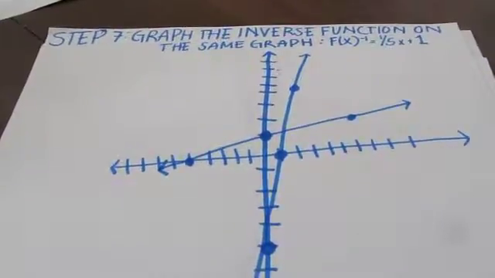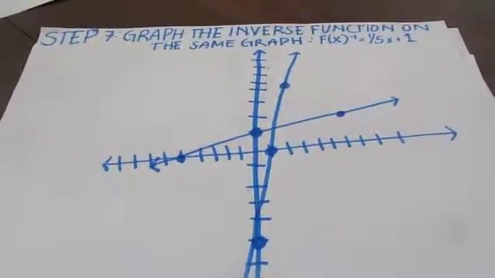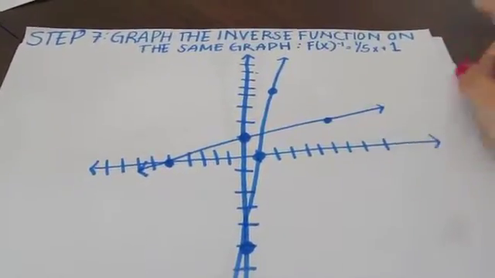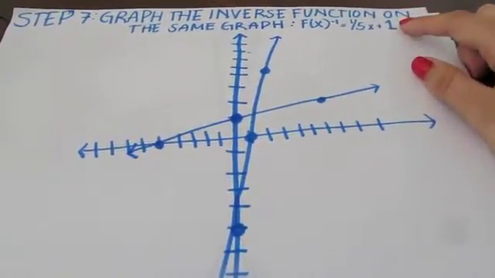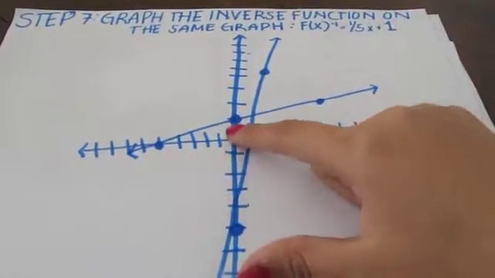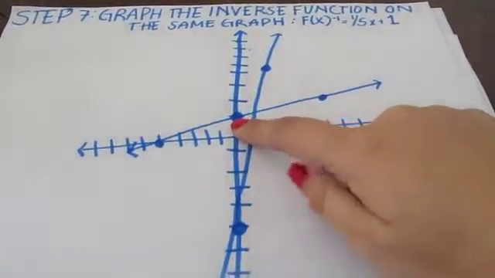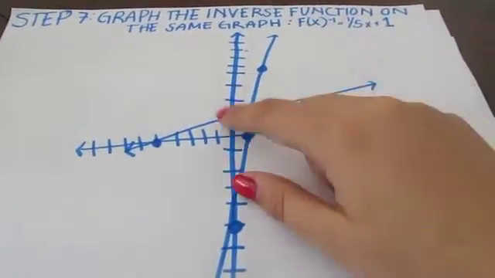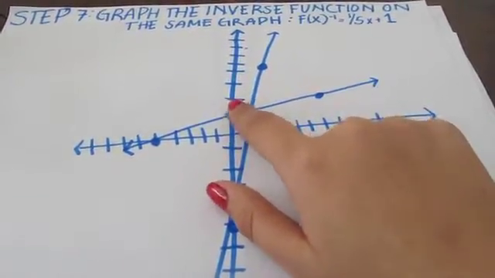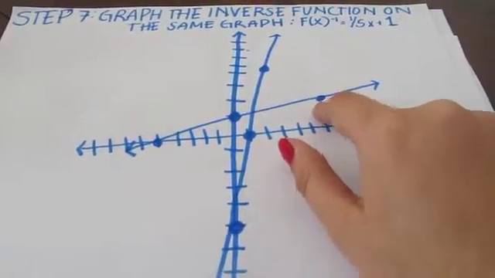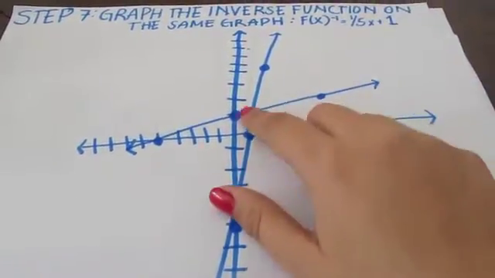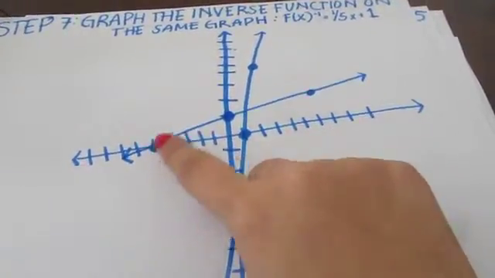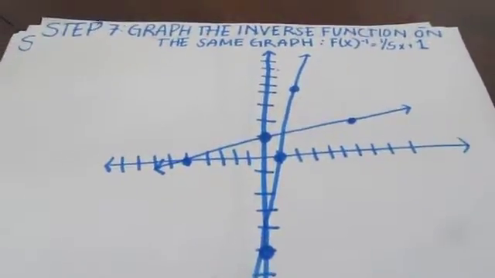The next step is step 7, which is graph the inverse function on the same graph. So it would be 1/5 x plus 1. Here is 1, which we're going to find on the y-axis. Here it is, 0, 1. The next thing we do is 1/5. So we go up 1 to the right 5. Since we can't go any more this way, we have to go to the left. So we go down 1 to the left 5. And there's our second line.